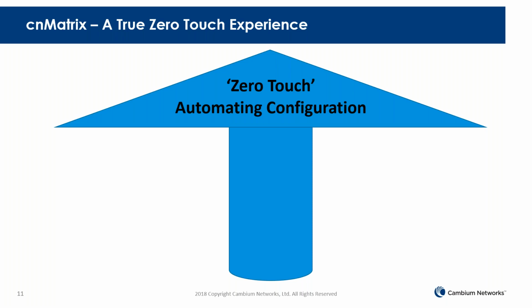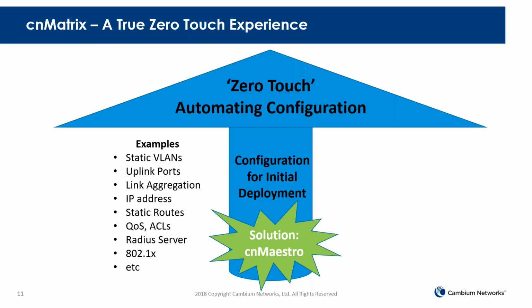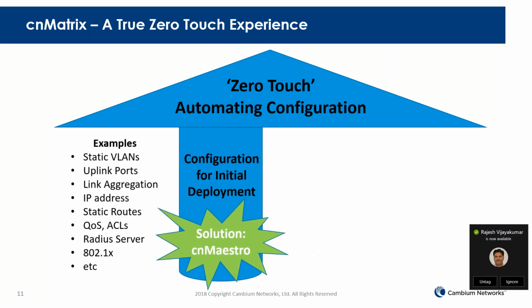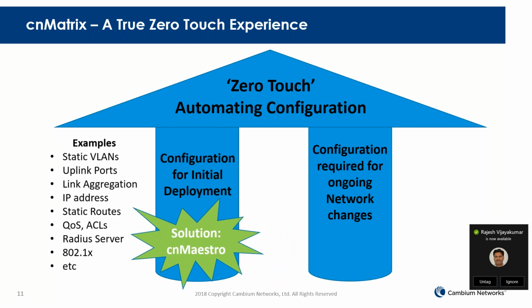The important point I want to make is when you hear people talking about zero touch, 9 out of 10 of them are talking about this: how do you automate the initial deployment of your switches? However, I think this is only half of the equation. There's some other configuration that you want to automate as well. This is the configuration that is required for ongoing operations of your network. I've listed some examples on the right.